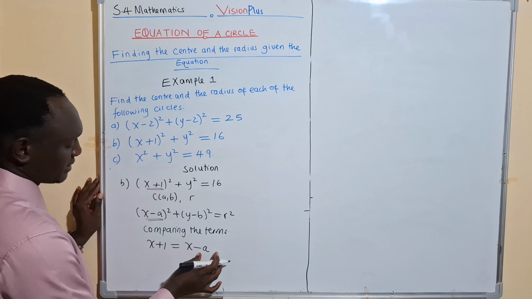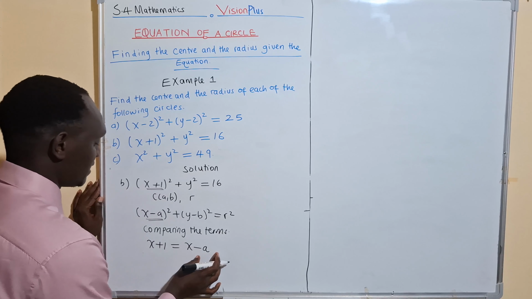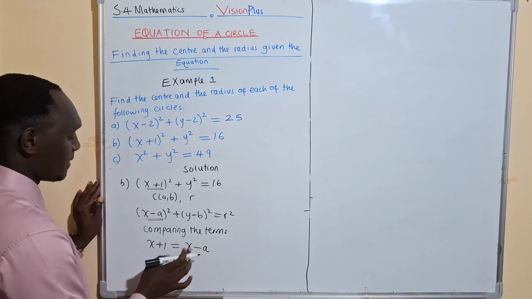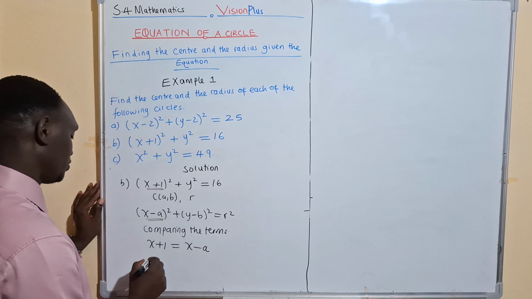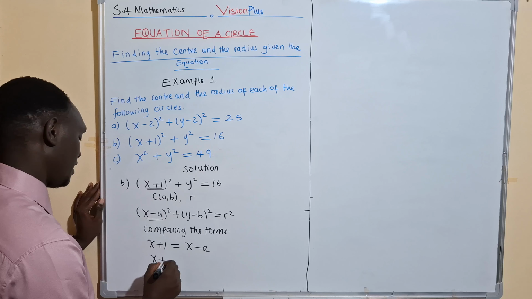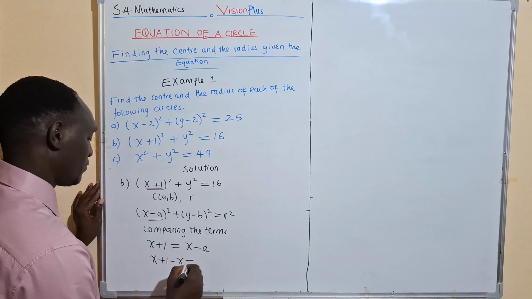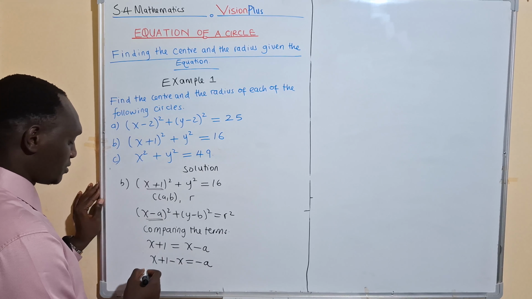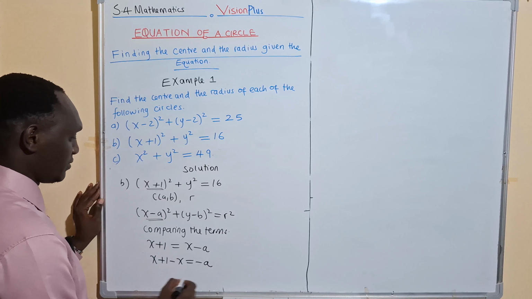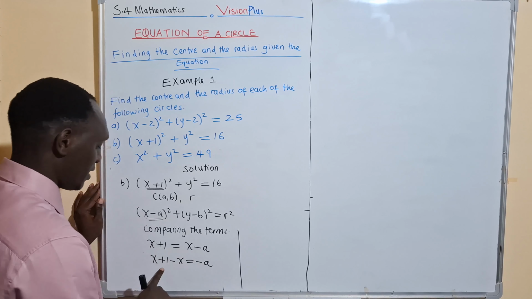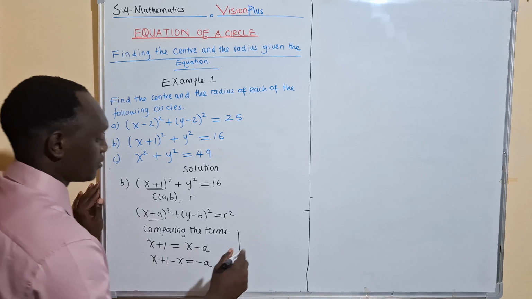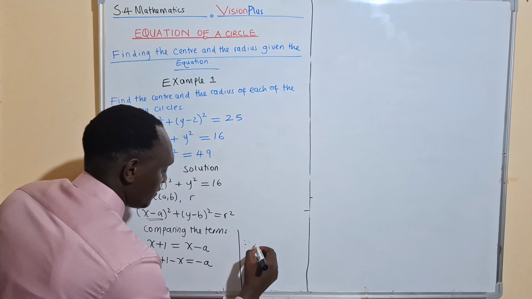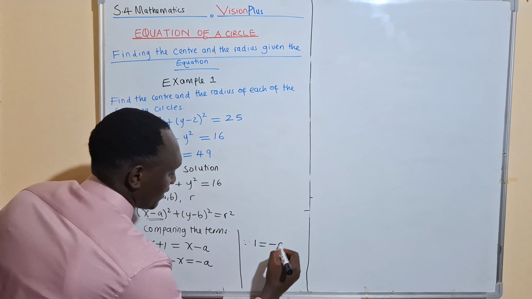Now we need to make a the subject of the formula in this case. So x is positive here. I'm going to carry it to the other side of the equation, so that here we have x plus 1 minus x equals negative a. From here, this positive x and negative x are going to cancel. So here we'll have 1 equals negative a.